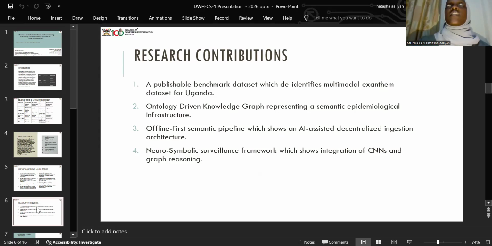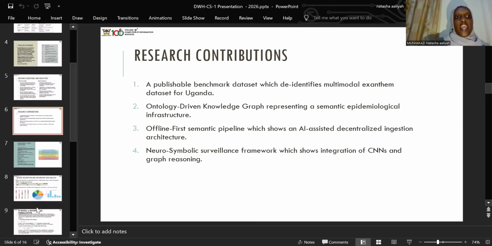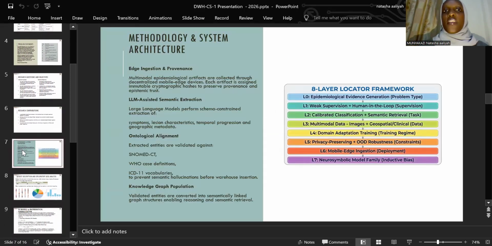And then it integrates, of course, you have to have a model that's going to detect the images that would have been provided. So it integrates CNN-based perception with graph reasoning using a neurosymbolic framework. Then the methodology and system architecture, I think I've talked about it, like the 8-layer locator framework.